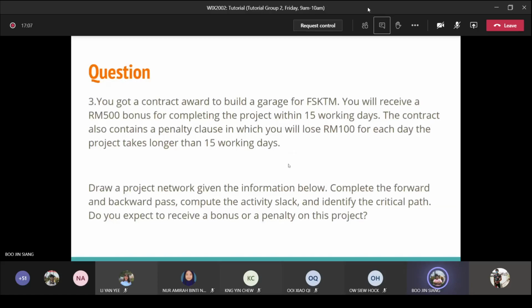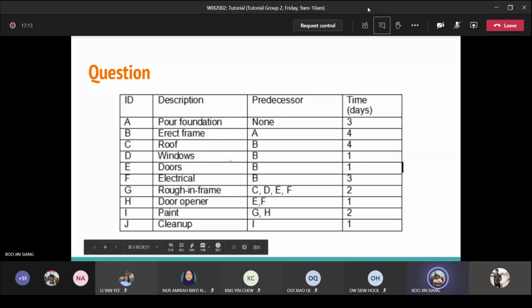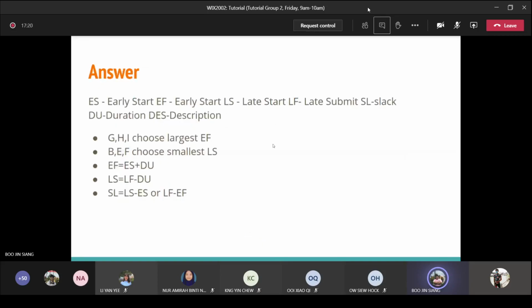Then I need to draw a project network. Then here was the table we need to draw about the project network. Then before I start to draw, I need to know that in the chart later, ES is for early start, then EF is for early finish, sorry, typo. Then LS for late start, LF for late finish, then SL will be slack, DU will be duration, DS will be description.